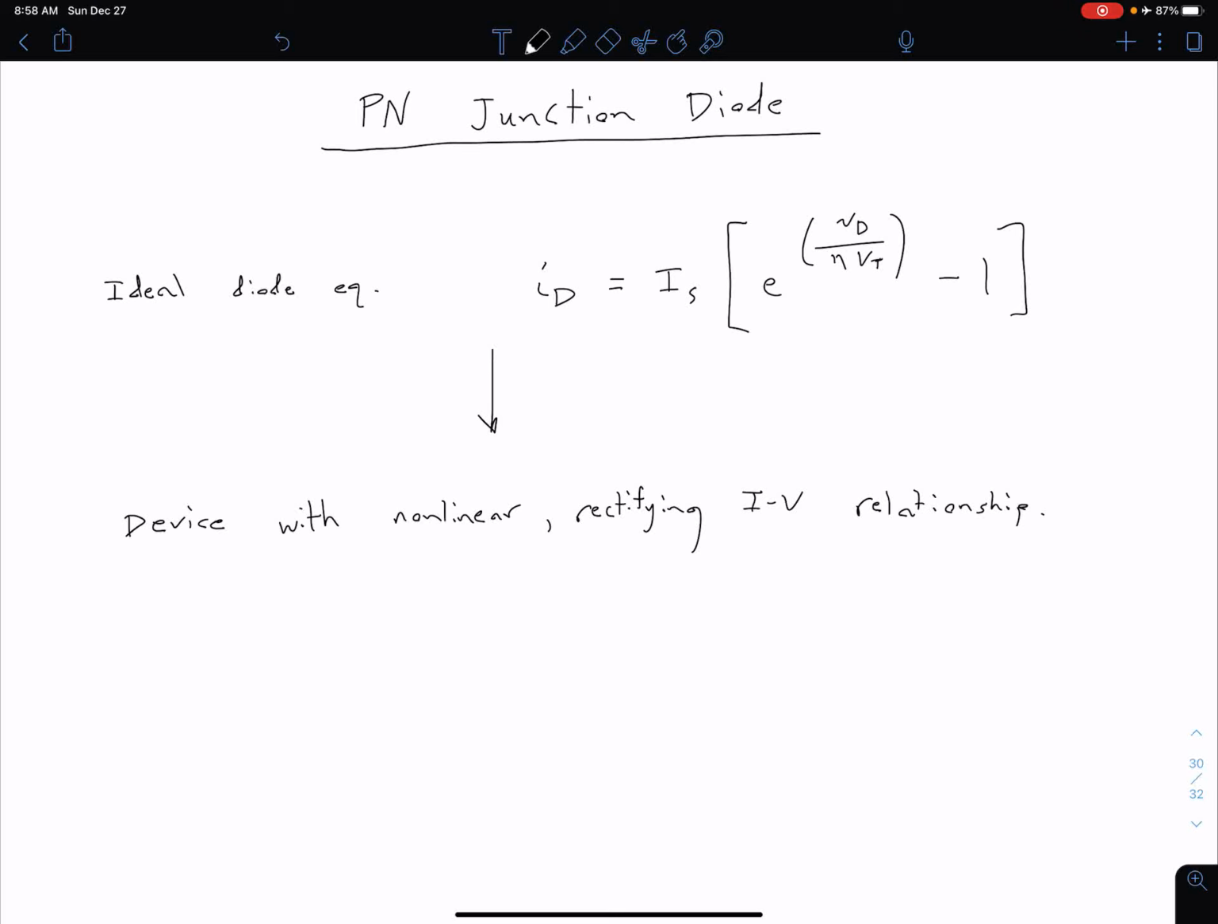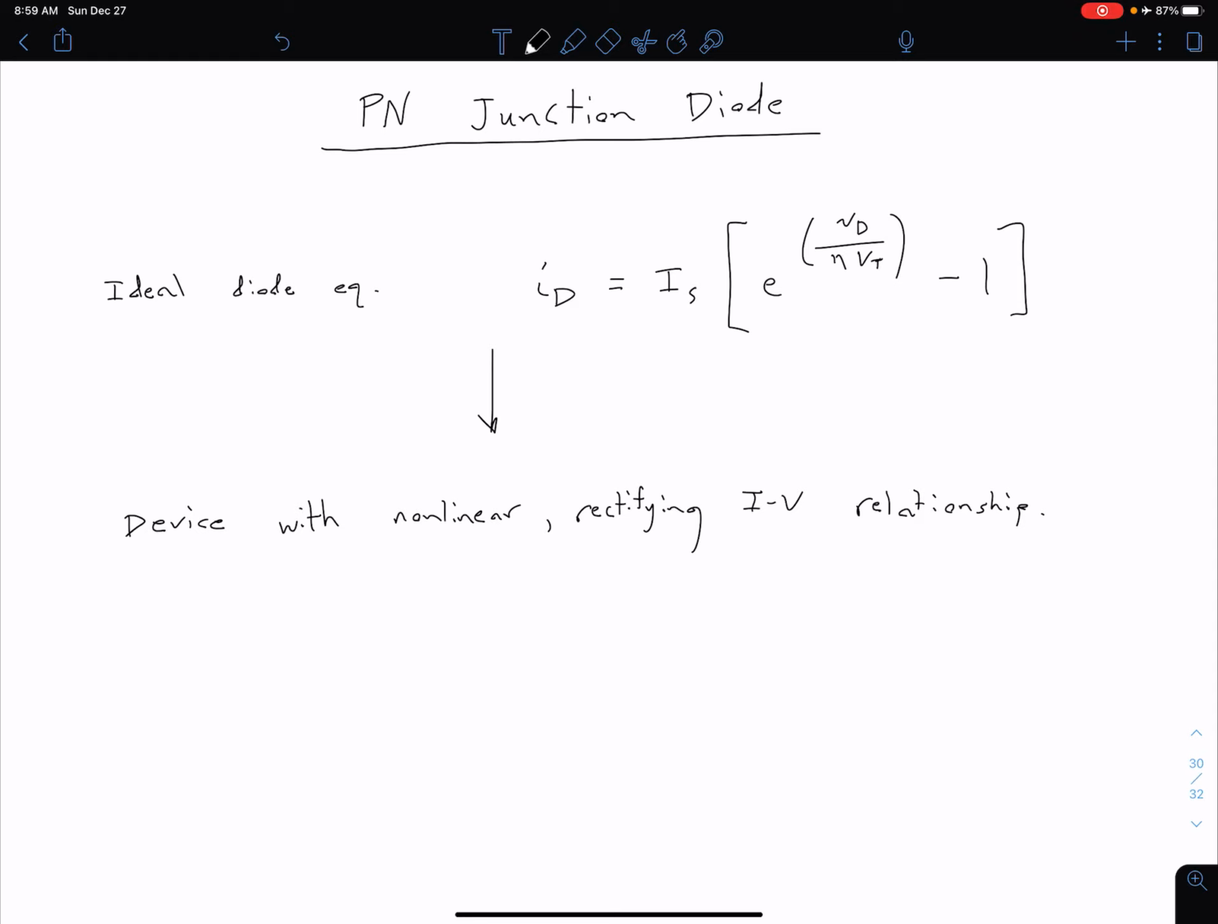So now that we've talked about how the device behaves as we apply a forward and a reverse bias, and we had this ideal diode equation, we're ready to look at it holistically and define our basic operation of what we're going to call our PN junction diode. I've copied our ideal diode equation from our previous video here. Ultimately we're going to see that this device has nonlinear behavior, again because we have this exponential term, and that it has a rectifying IV relationship.